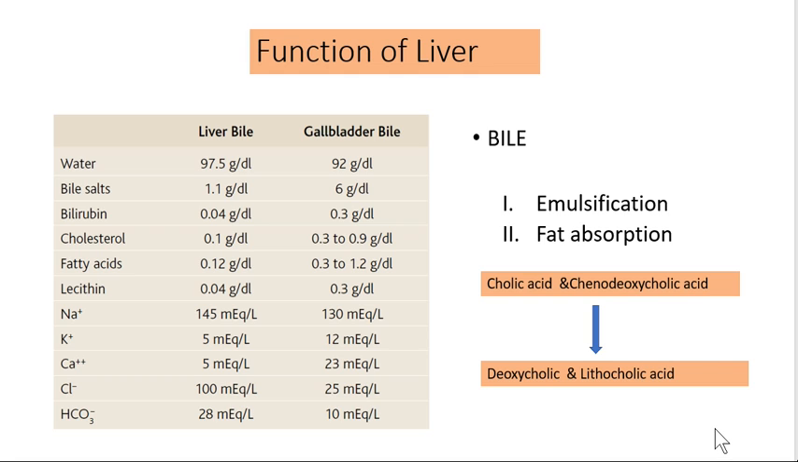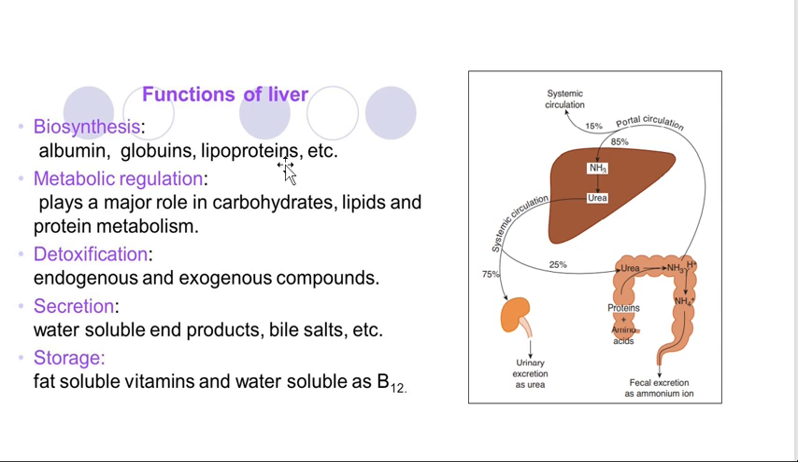Fine. So, coming to other functions of the liver. The liver is not only helping in fat digestion and absorption, but there are a lot of functions. Among them, the first is biosynthesis. The most important function the liver plays is albumin synthesis. So amino acid and protein synthesis is the most important function.